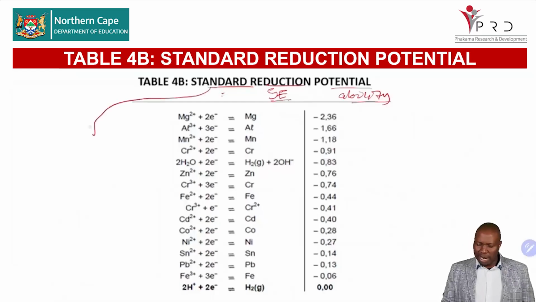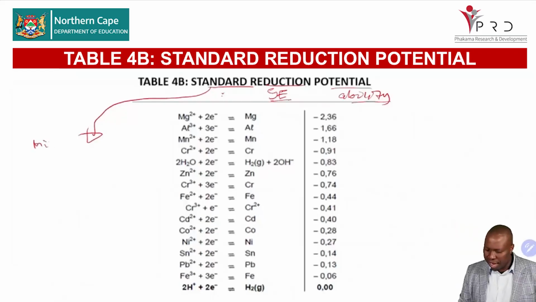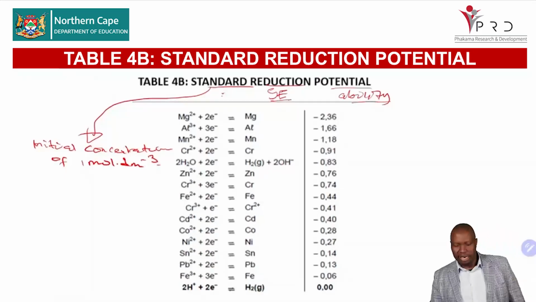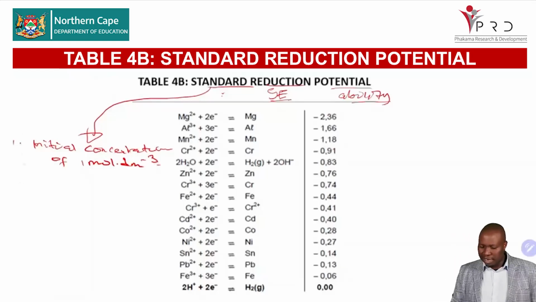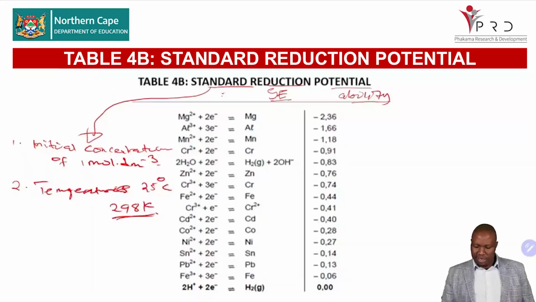And we are simply saying, what are the standard conditions that we are having? Our standard condition is the initial concentration. Not by mistake that initial must be there. It's initial concentration of 1 mole per cubic decimeter. That is the first standard condition. And then the second standard condition is that the temperature must be 25 degrees Celsius or 298 kelvins. If you prefer to use kelvins, it's fine.